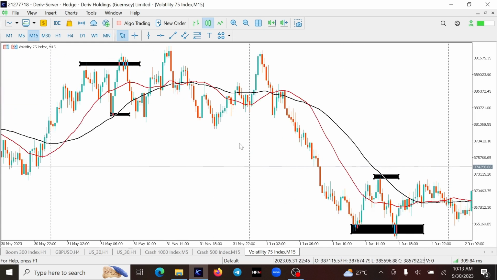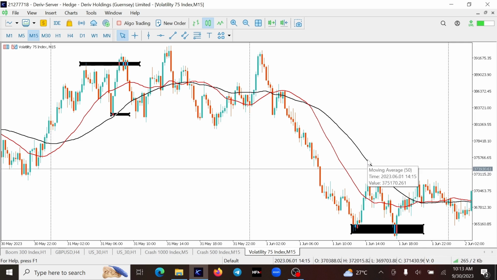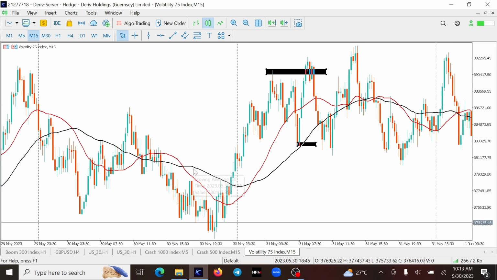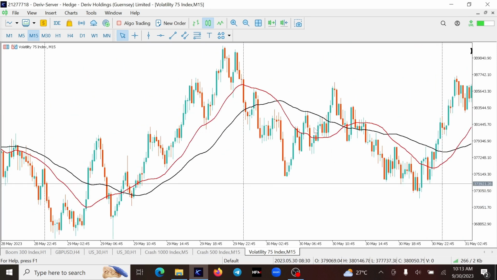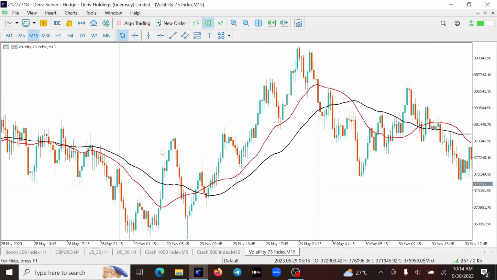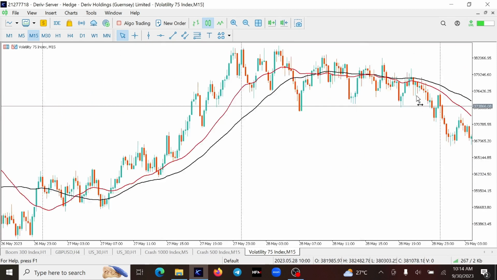But the first condition is it must be where a rough crossing happens, and then later it was not successful, like in this case. Then you just wait for the market to come and rest on the black moving average, and then you make your decision for sell or buy depending on what the trend is saying at that particular point in time.